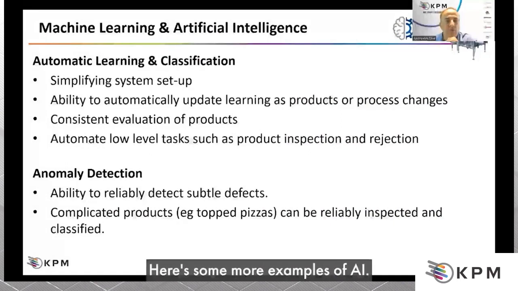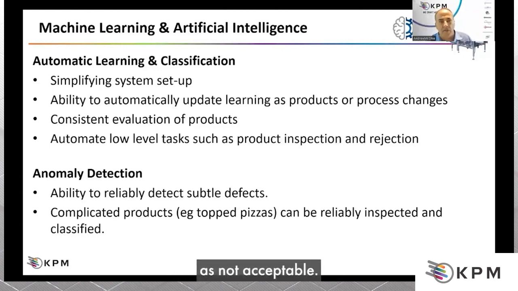Here's some more examples of AI. AI is such a broad category right now, but what we're using it for is simplifying the setup of products. By taking some images and learning that, okay, these are good products, the system can automatically learn what's an acceptable product, so that when I see that product, I'm going to classify that as acceptable. If I see something outside of those parameters, I'm going to classify it as not acceptable. And if there's a rejection mechanism, I can reject it if I want to.